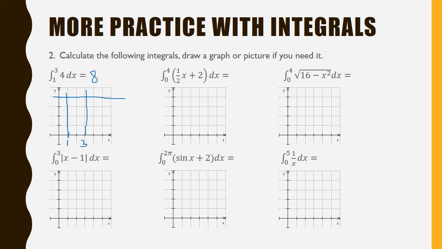The second one. So this is a line that starts at 2 and has slope 1/2. That means I'm going up 1 and over 2. And so there's the line. And my boundaries are on the left, my limit is 0, and on the right, my limit is 4. And I'm above the x-axis here, so this is a trapezoid.